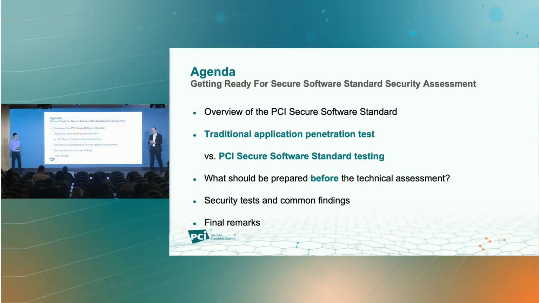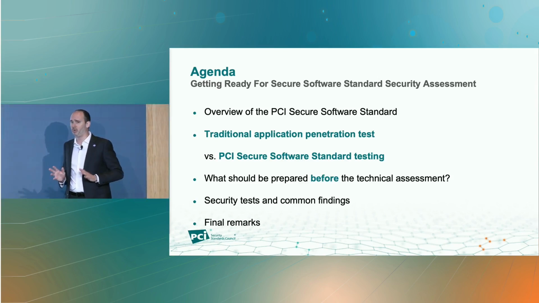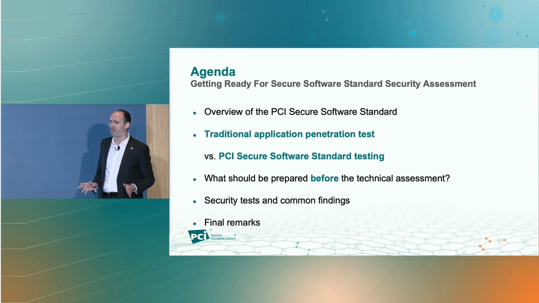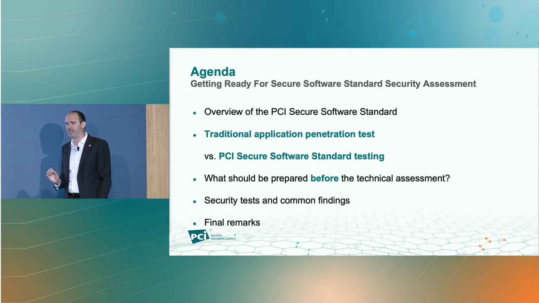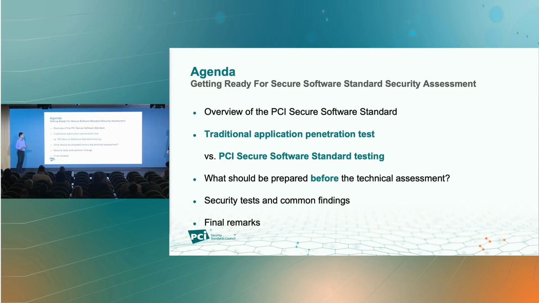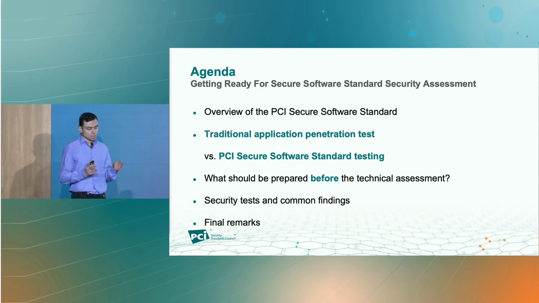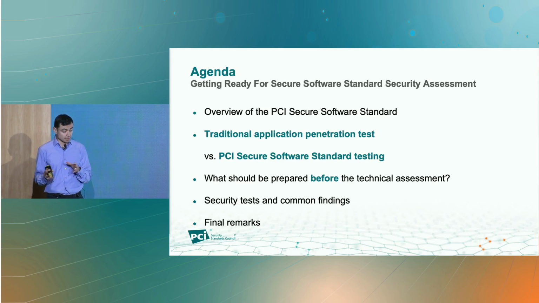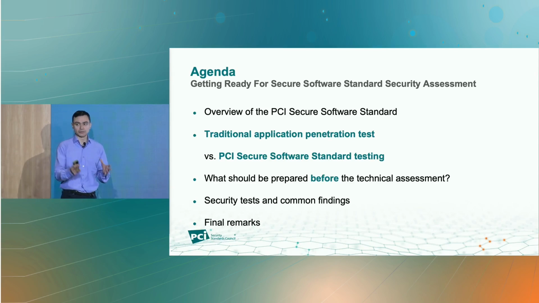All right, so the topics that we're going to cover today are, initially, an overview of the Secure Software Standard, and also some differences between traditional application pen testing and the specific PCI Secure Software Standard testing. Also, we are going to talk about what should be prepared before a technical assessment, and go through the security tests that are performed. Also, we will talk about the common findings that we have found during those assessments and bring some recommendations to address those common findings that we have seen in the wild.